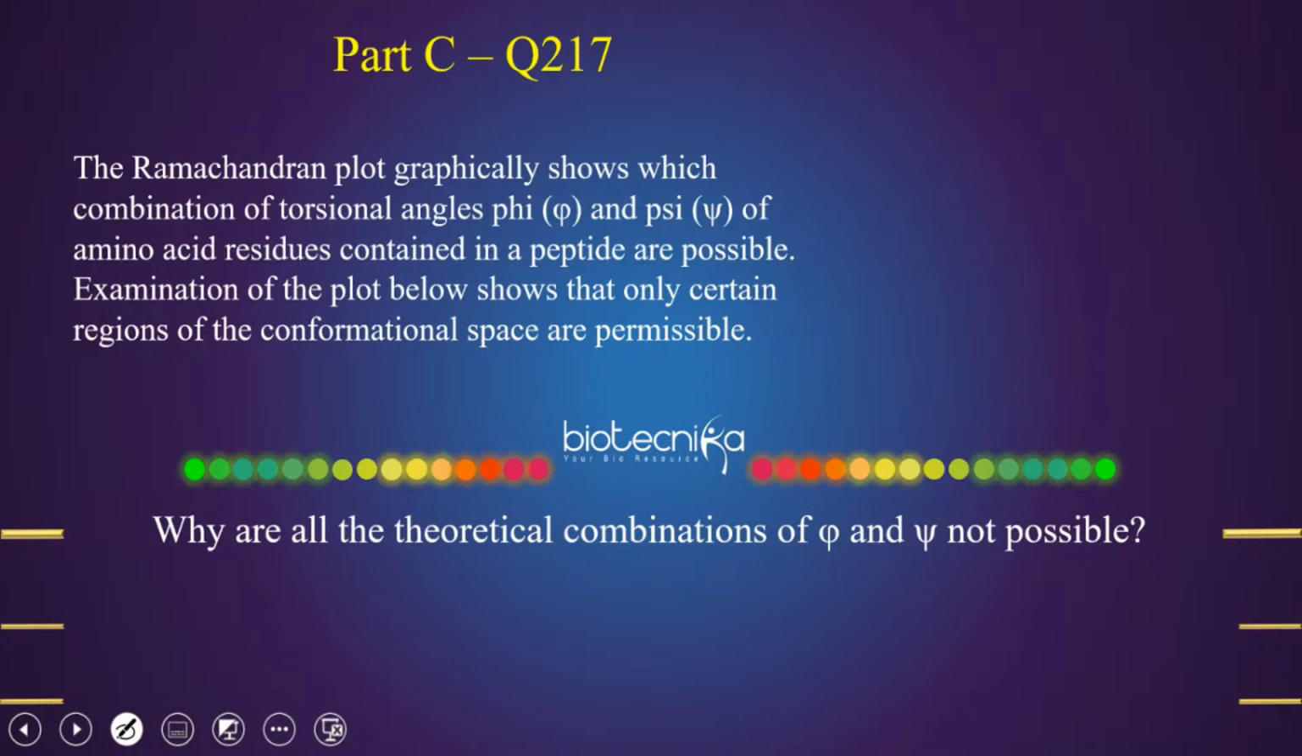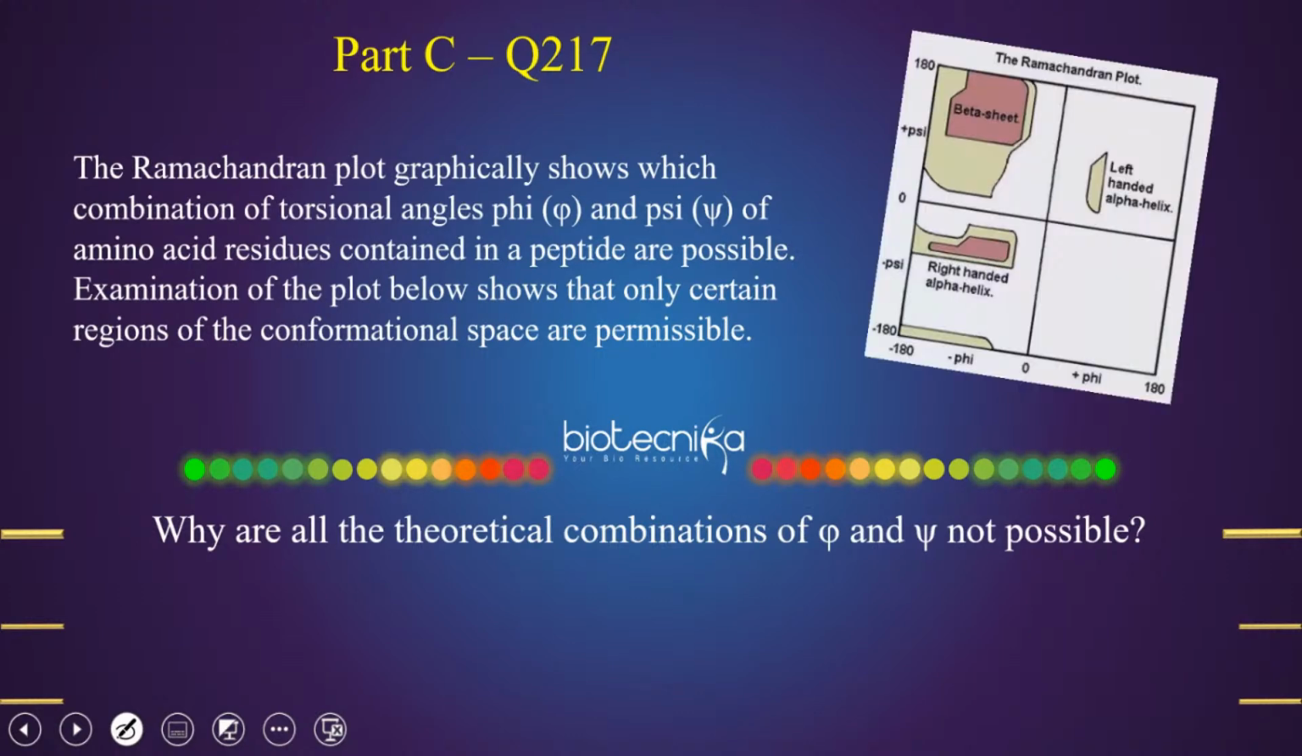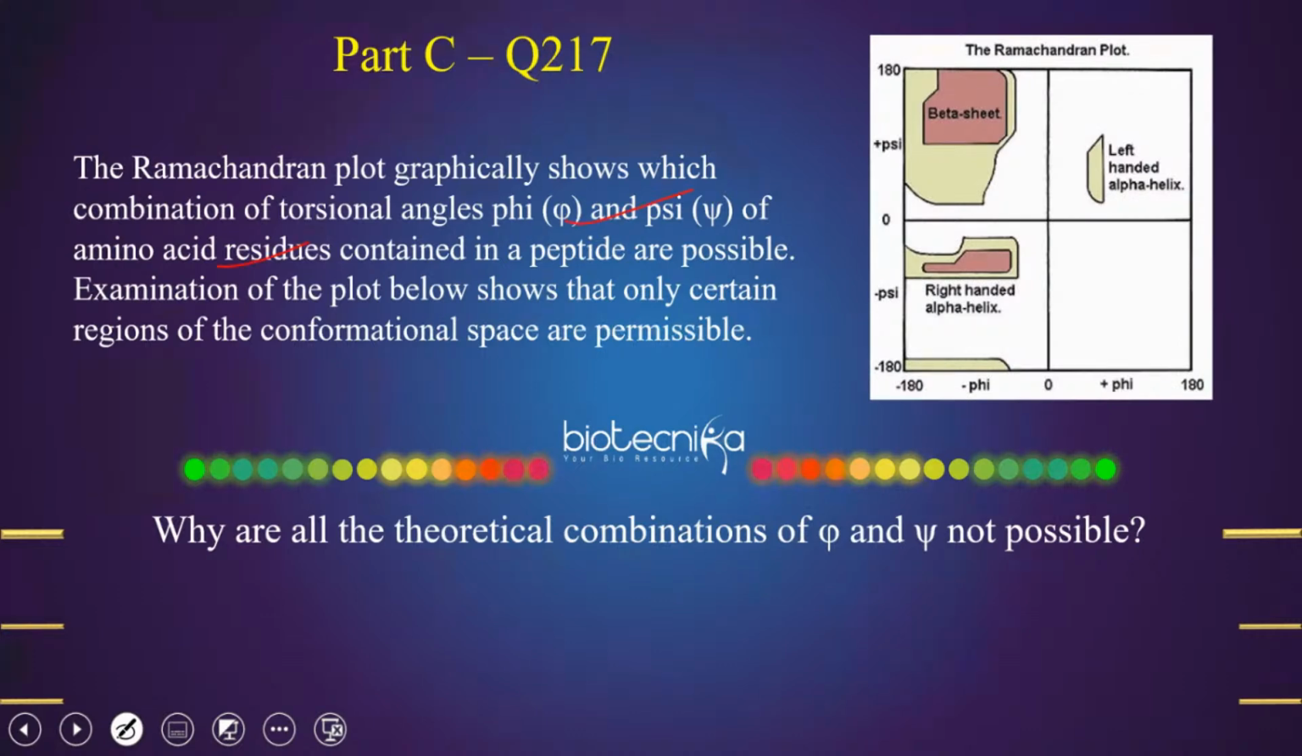Now, another part C question in shift 2 was from the Ramachandran plot. It graphically shows the combination of torsional angles phi and psi of amino acid residues contained in a peptide. We know that there are some torsional angles. Examination of the plot shows that only certain regions of conformational space are permissible. Other combinations are not possible. So, why are all the theoretical combinations not possible? We can see only a few allowed angles in the Ramachandran plot for secondary structure. Why is any other angle not possible?